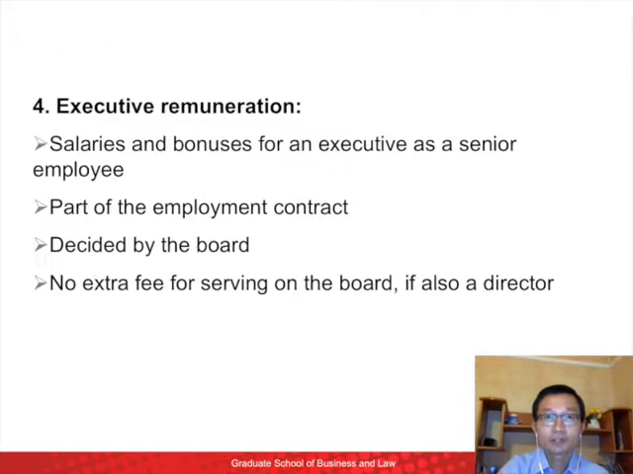Executive remuneration refers to salaries and bonuses paid to executives as senior company employees. Such remuneration is part of the executive's employment contract with the organization. The board of directors determines executive remuneration and bonuses. Some senior executives will also be directors, that is, executive directors, but they usually will receive no extra fee for serving on the board. The executive remuneration is a package covering all payments.